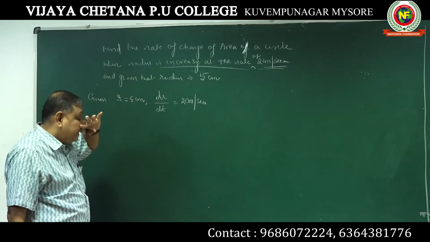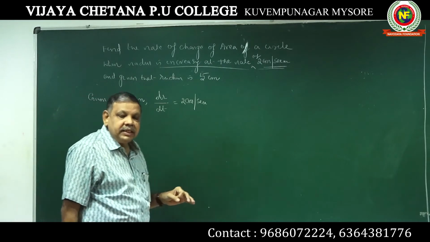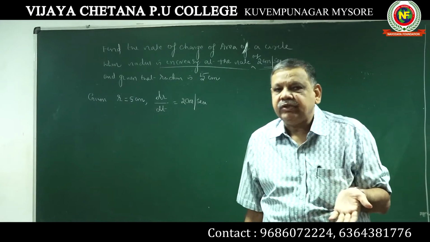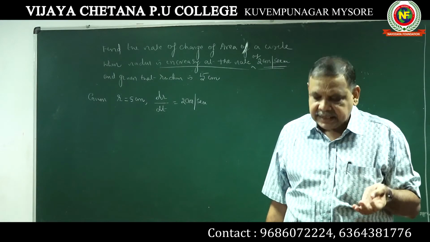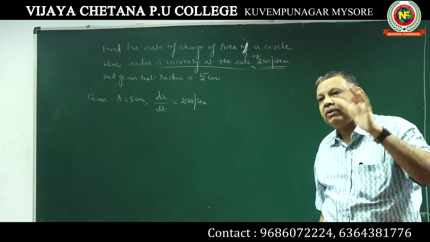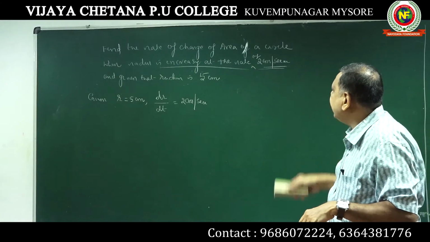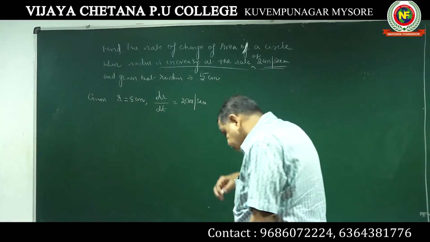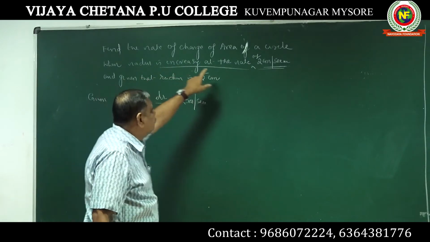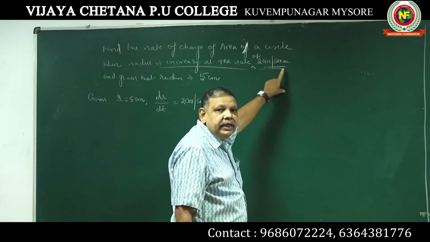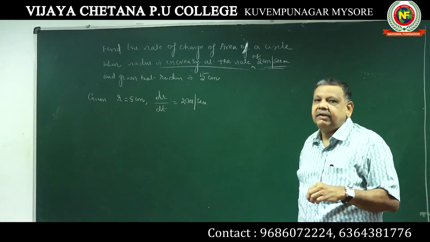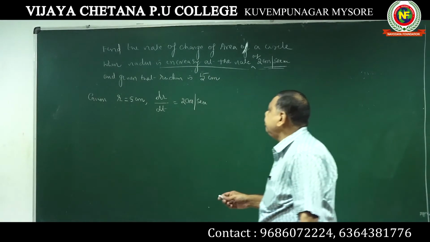See, I told you, any quantity in rate measure, when it is rate of change, is always with respect to time, except if it is specified. Suppose it is specified with respect to radius, then you should not take dr by dt, you should take only dr. Here it is at the rate of 2 centimeter per second, so it is understood to be dr by dt. When they ask with respect to radius, only then you differentiate with respect to radius.